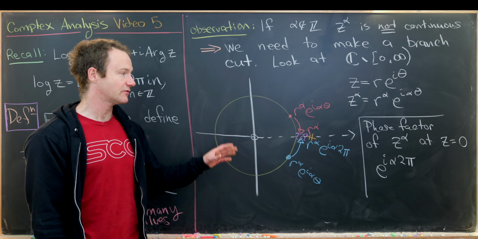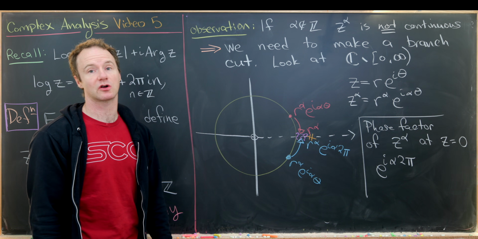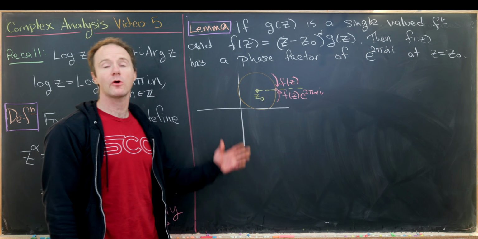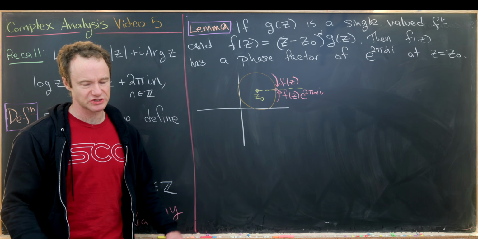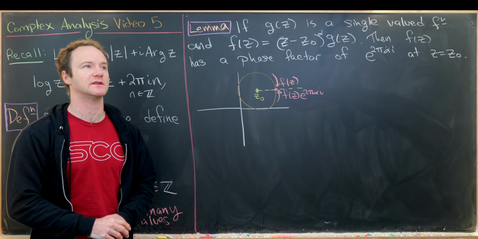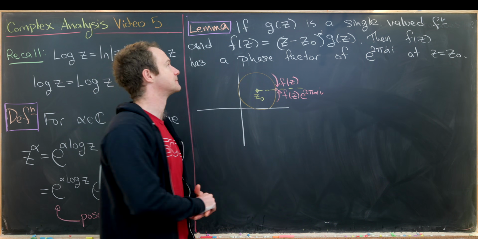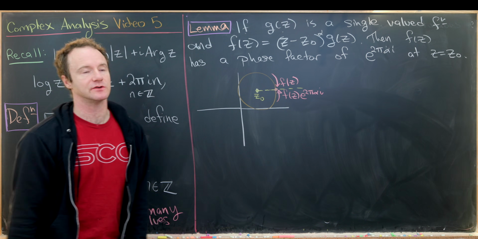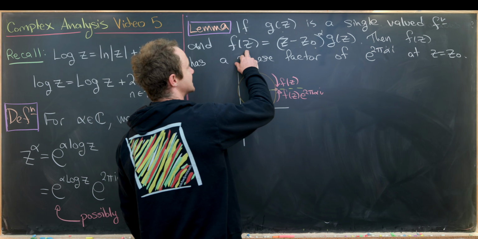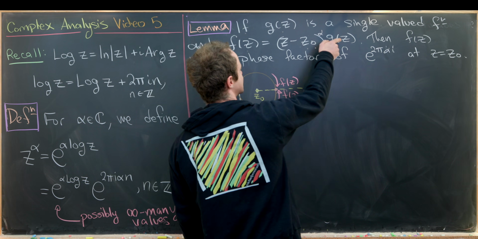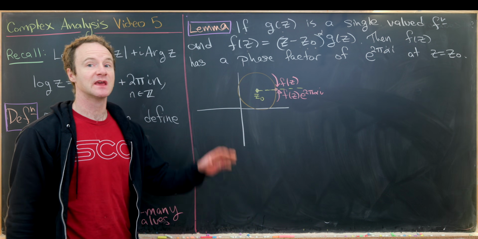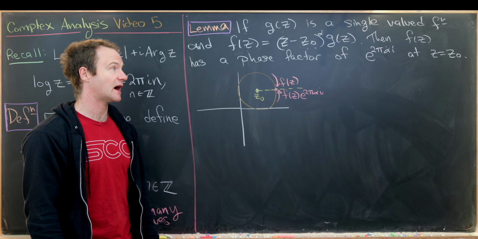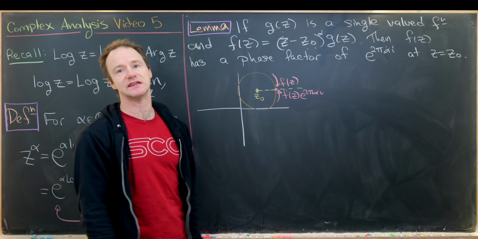Okay, great. So let's get rid of this and look at a stronger result regarding phase factors in these kinds of branch cuts. Now we're going to look at the following lemma, which expands upon this notion of a phase factor. Let g of z be a single valued function, and f of z be the product of z minus z naught to the alpha times g of z. Then f of z has a phase factor of e to the 2 pi alpha I at z equals z naught.